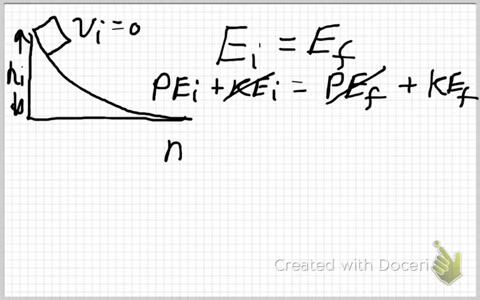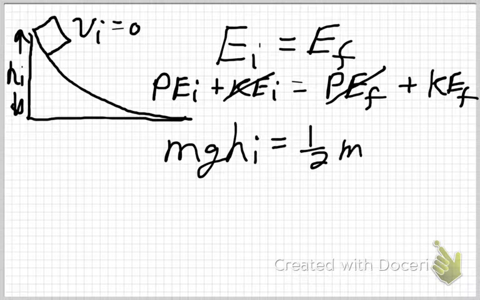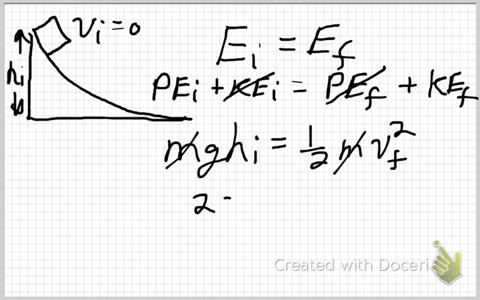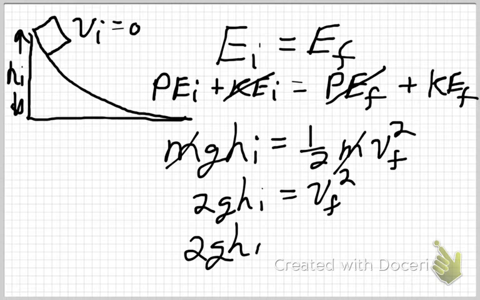So potential energy is mass, gravity, my initial height. At the bottom of the ramp, my kinetic energy will be 1/2 mass velocity final squared. Now, on both sides, you cross out the mass. I'm going to multiply both sides by 2. And then, in order to get rid of that square, I'm going to take the square root of both sides. And I will get the square root of 2g h_i equals my final speed.